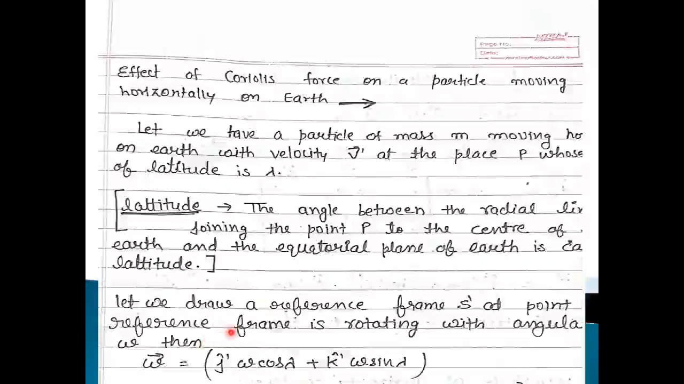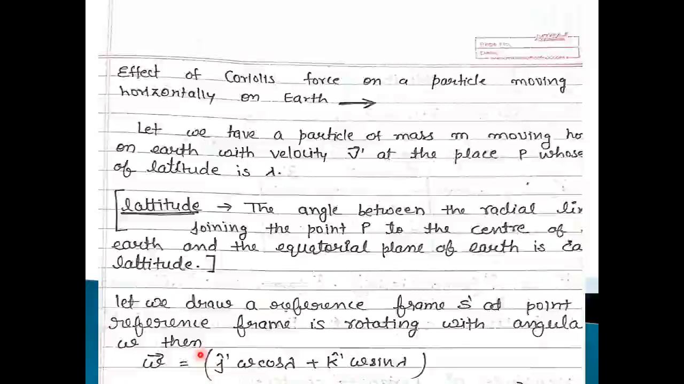Now let me draw a reference frame S dash at point P, whose x dash axis is towards east, y dash towards north, and z dash axis vertically upward. This frame is rotating with an angular velocity omega, as Earth is rotating about its north-south axis.